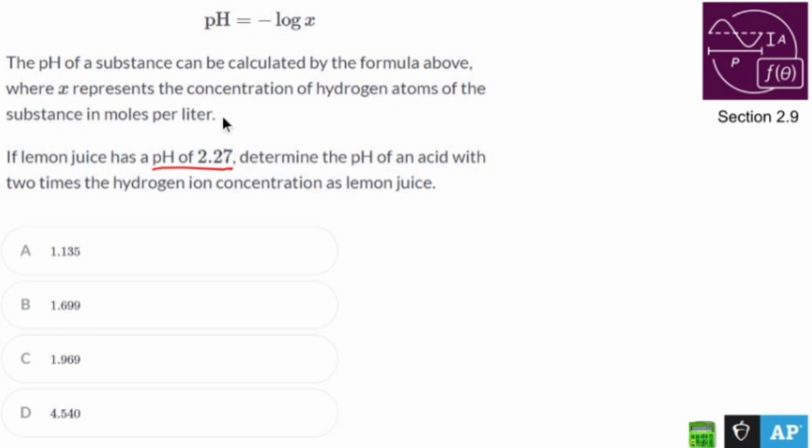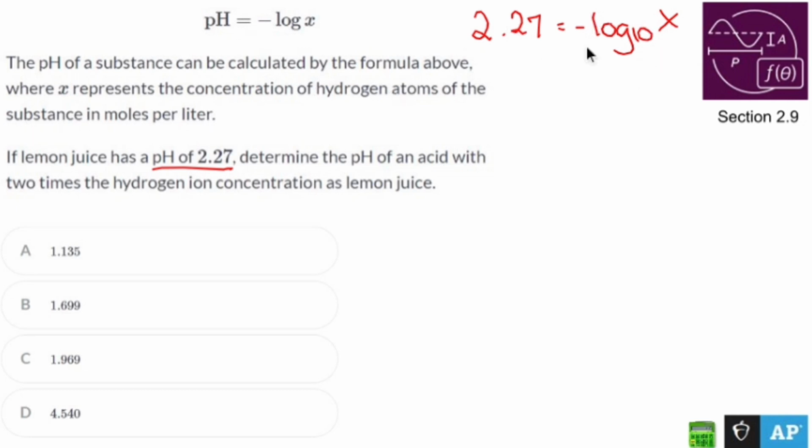So let me do two things. My pH is 2.27, so let me rewrite this equation. Instead of pH, I'm going to write 2.27. That's going to equal negative log. Now, since there's no base, I'm going to write out the fact that we have an invisible base 10 and then of x.